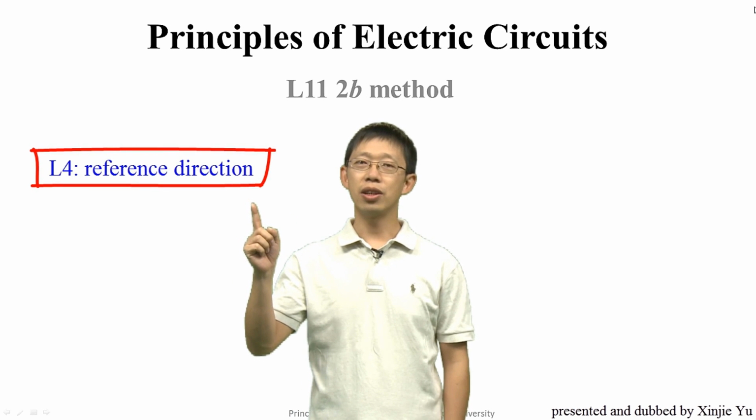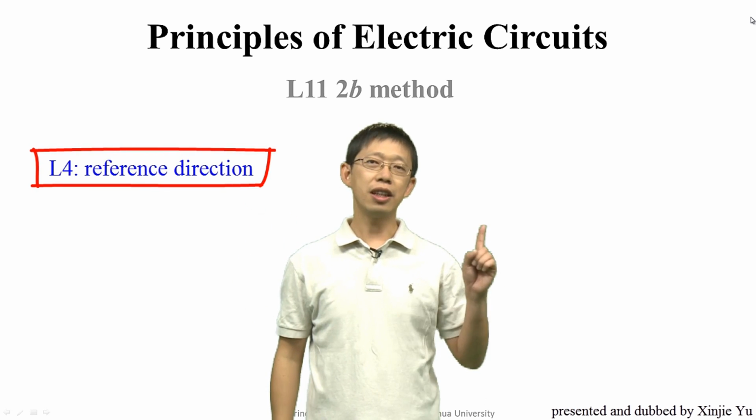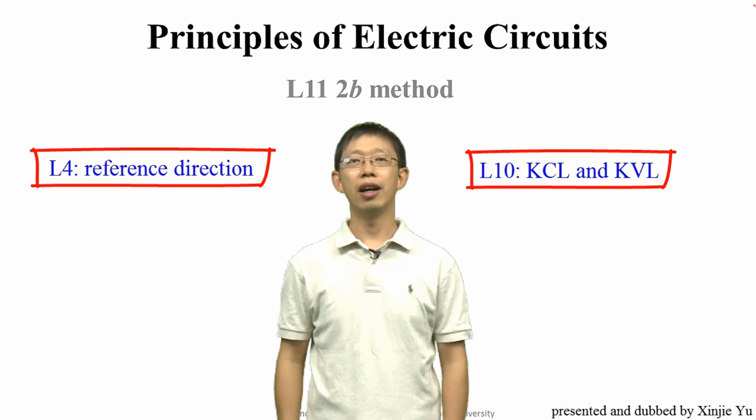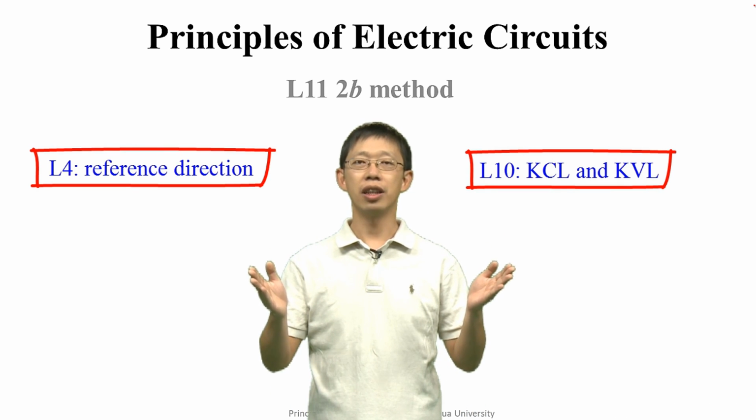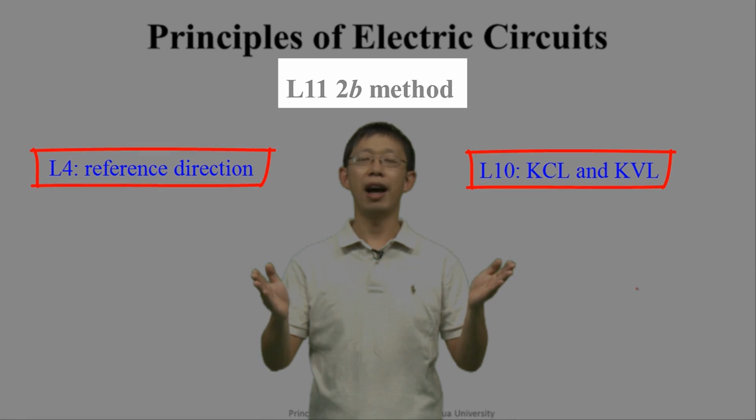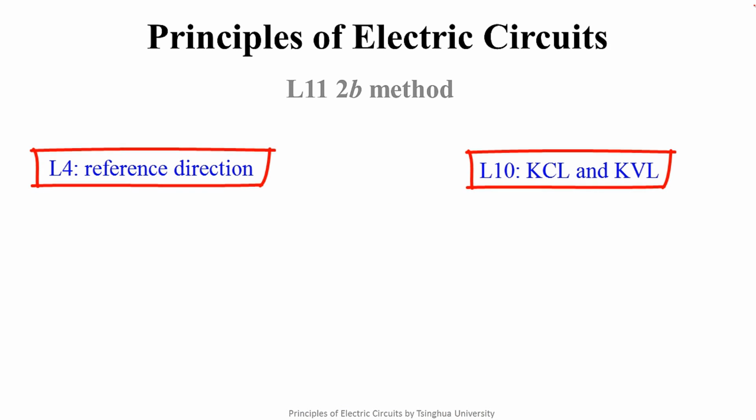After discussing reference directions in Lecture 4, we introduced KCL and KVL in Lecture 10. In this lecture, we will combine the two parts of knowledge and introduce a general method for solving the circuit called the 2B method. The so-called 2B means that we can write 2B equations for a circuit with B branches, then find the B currents and B voltages of the circuit.